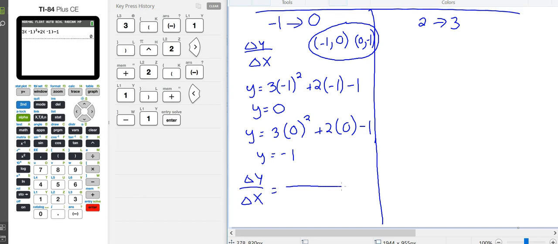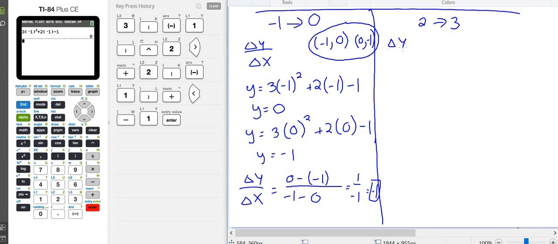Delta y over delta x, which means the change in y values over the change in x values. The change in y values are 0 minus -1, then the change in x values is -1 minus 0. 0 minus -1 is just 0 plus 1, which is 1. -1 minus 0 is -1. So the slope over this interval is -1. That's the slope from -1 until 0. Let's see what the slope is going to be from 2 to 3.